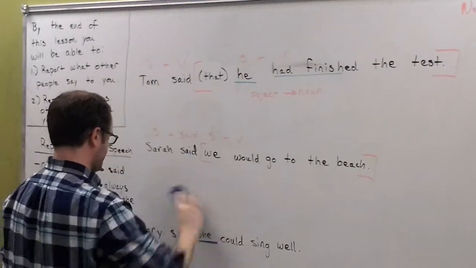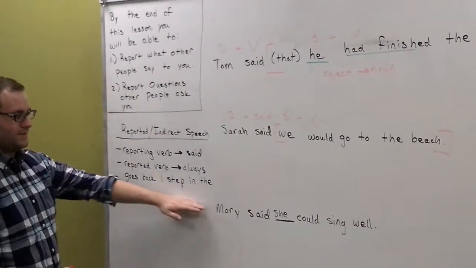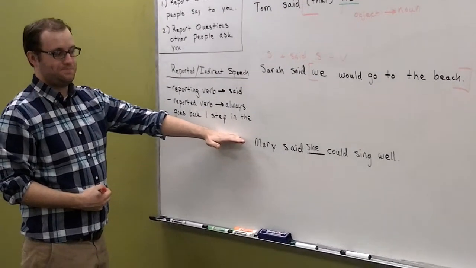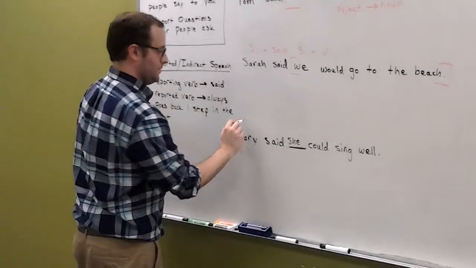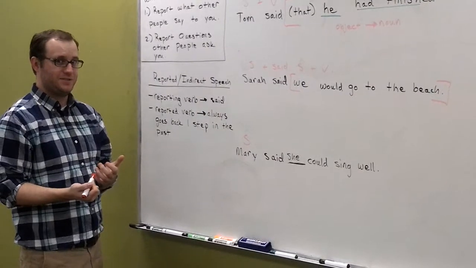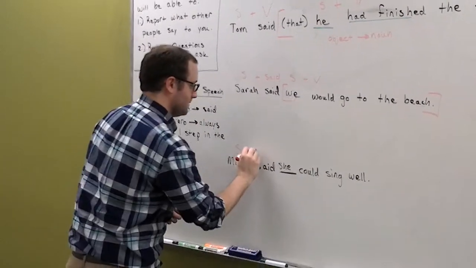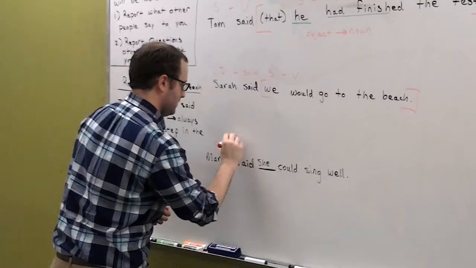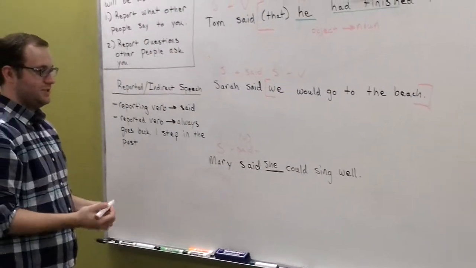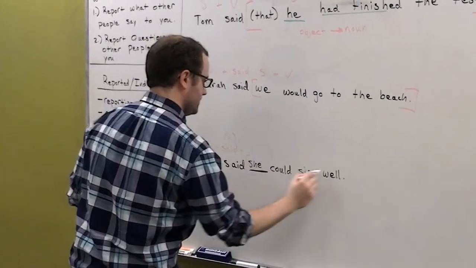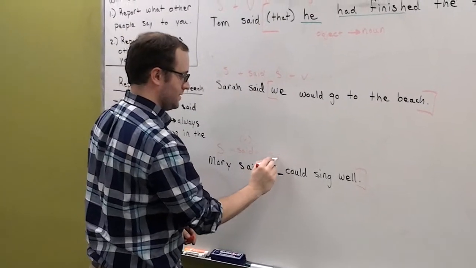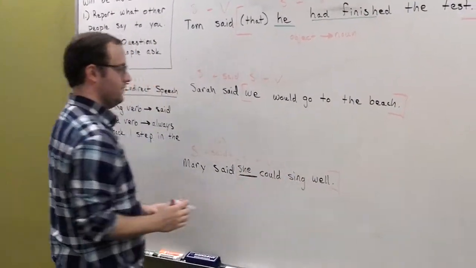One more. Alright, what is our subject in this sentence? Who is doing the action? Mary is doing the action, so she is our subject. What is the action she is doing? Said. So said is our verb. What did she say? This object right here, this noun clause. She said she, subject, could sing, verb.